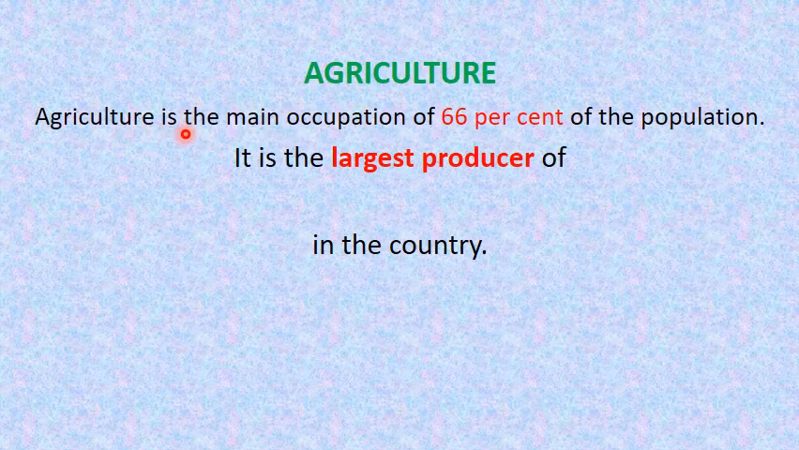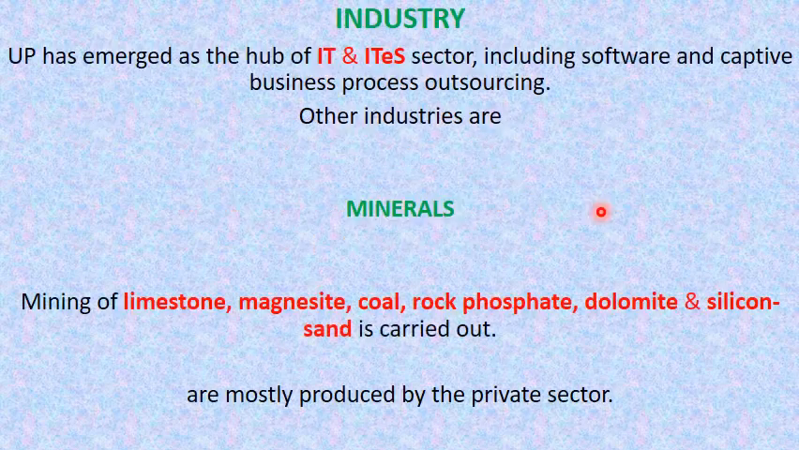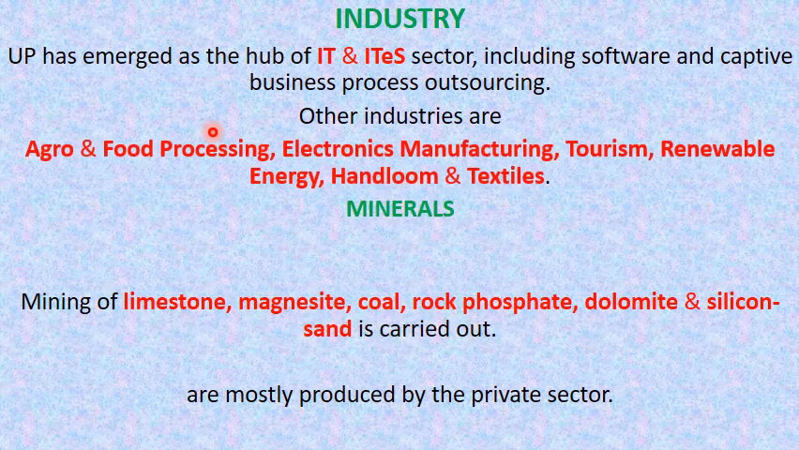Agriculture. Agriculture is the main occupation of 66% of the population. It is the largest producer of wheat, sugarcane, tobacco and potato in the country. Industry. UP has emerged as the hub of IT and ITES sector, including software and captive business process outsourcing. Other industries are agro and food processing, electronics manufacturing, tourism, renewable energy, handloom and textiles.